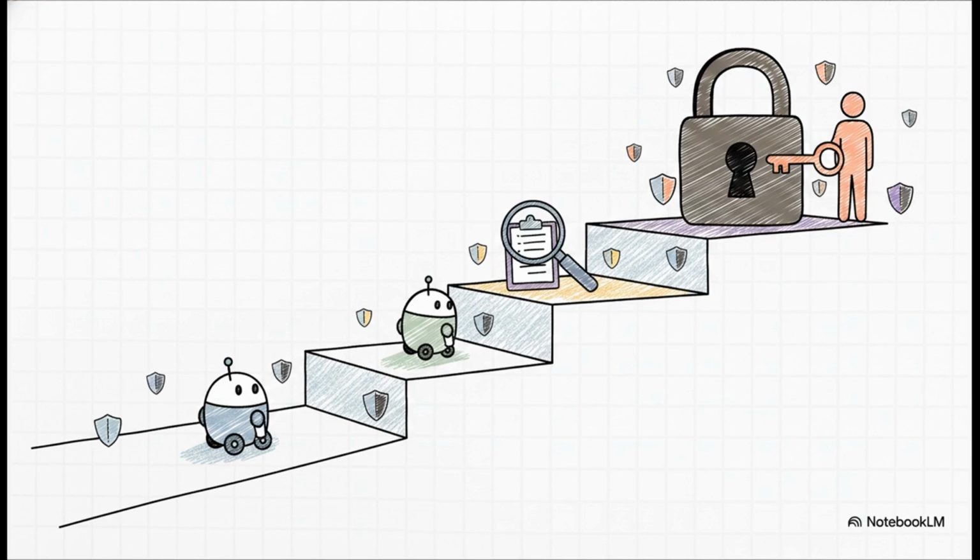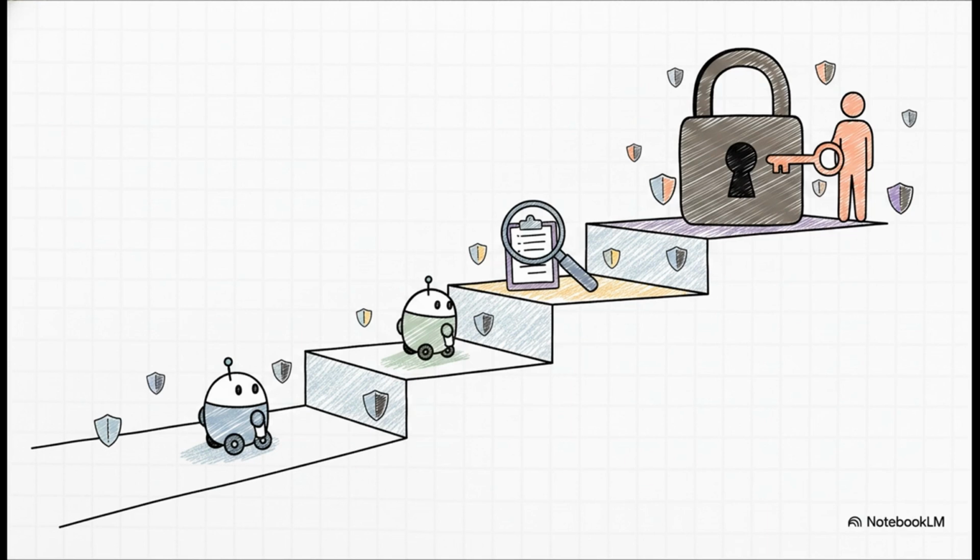Tier 2 is for write actions, like updating a CRM, which needs strict validation. But Tier 3? These are irreversible actions, processing a payment, deleting files, or actually sending an email to a client. These must always be locked behind human approval. No exceptions.